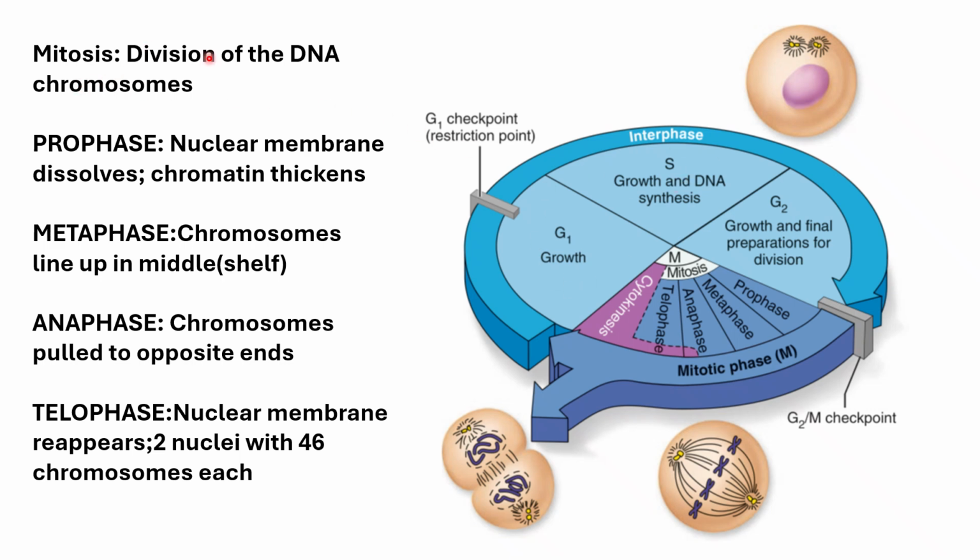So mitosis is the division of DNA in chromosomes. First phase is prophase, which is this first area right here. In this area, the nuclear membrane dissolves and the chromatin thickens. Then we go to metaphase. The chromosomes line up on the middle shelf. Then we go to anaphase. The chromosomes are pulled towards opposite ends. And then we go to telophase, where the nuclear membrane reappears. 2 nuclei with 46 chromosomes each are in it. And then cytokinesis is where they're going to break apart.